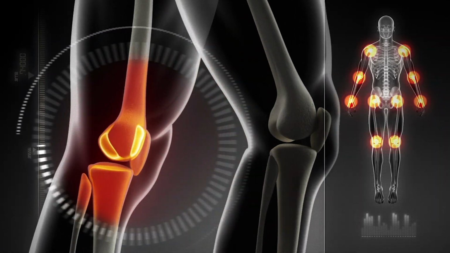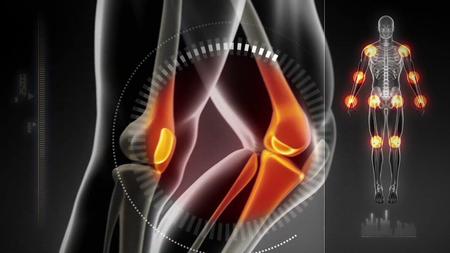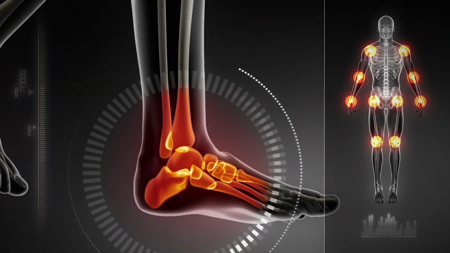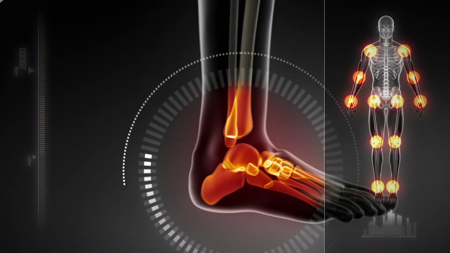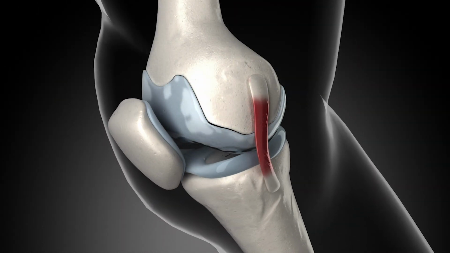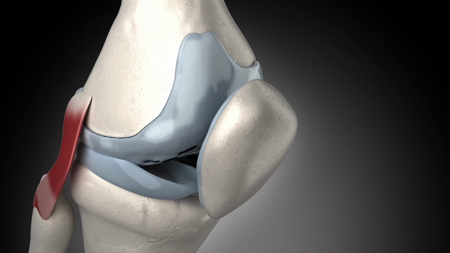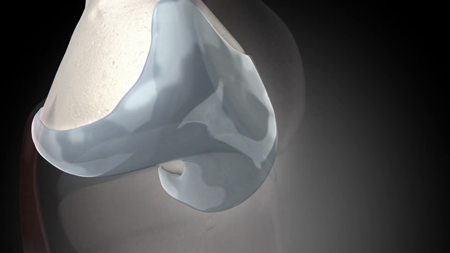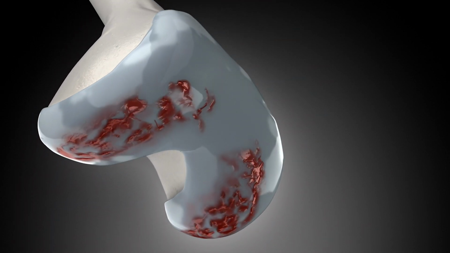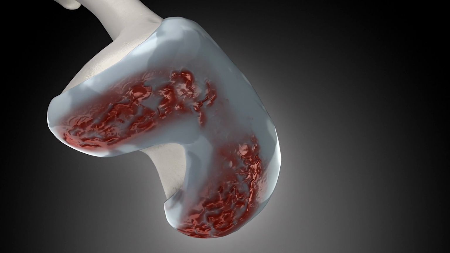OA is a progressive disease of the whole joint that leads to breakdown of the joint cartilage and the underlying bone. When a joint develops osteoarthritis, the cartilage gradually roughens and becomes thin, so it doesn't work as well to provide a smooth gliding surface or act as a shock absorber.